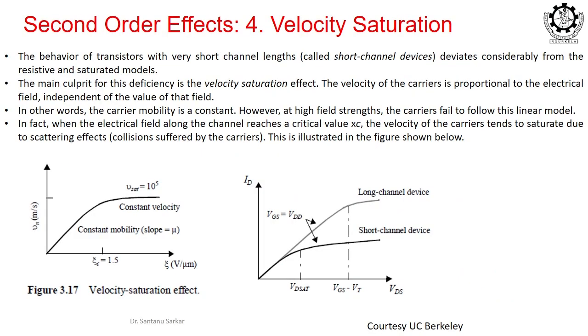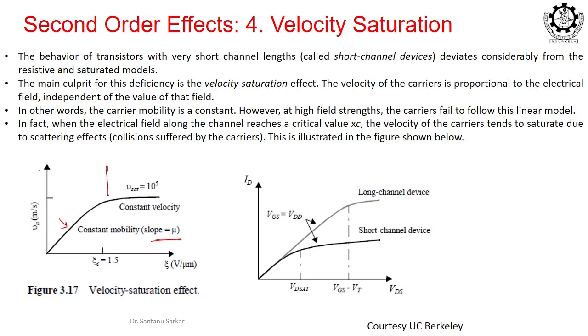Next second order effect is velocity saturation. Now, we consider that our mobility is constant. In this case, if you see, this is our velocity, this is our electric field, and this slope is known as the mobility mu. This is constant in this case, this slope is constant.